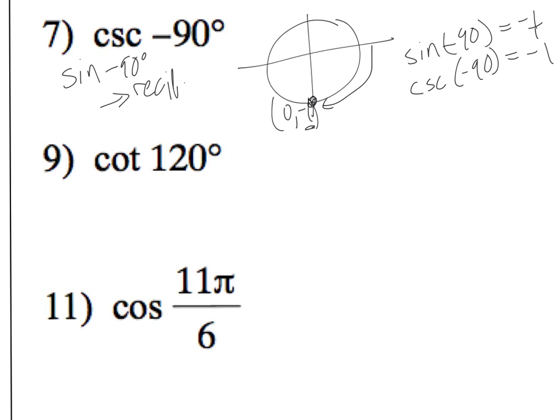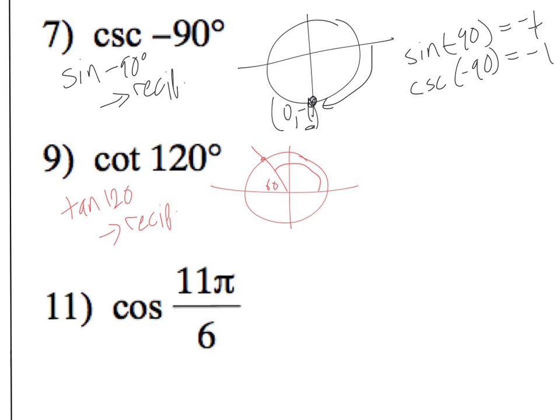Okay. Number 9, we're looking at cotangent of 120. I'm going to take the tangent of 120 and then take the reciprocal of that answer. So if we're looking at 120, that's about here. That's going to be a 60-degree reference angle. And my coordinates there, negative a half and the square root of 3 over 2. I also know that this is a tall triangle, so I'm going to do the bigger one, square root of 3 over 2, divided by the smaller one, negative a half.